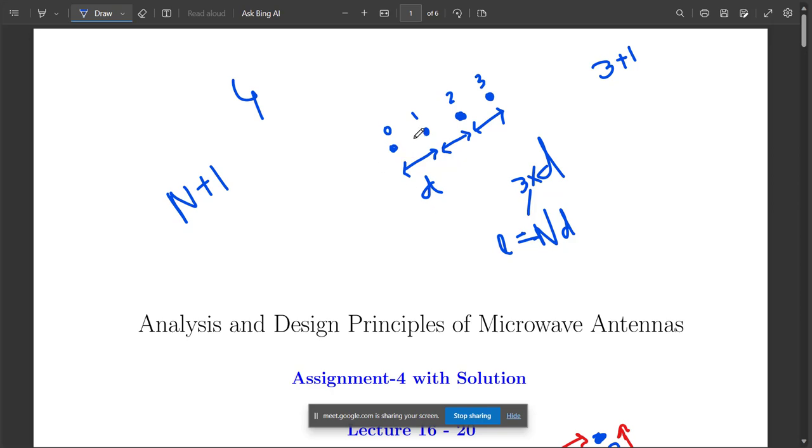If this is the origin and one element is kept at 0, then another one is at 1, another at 2, another at 3, right? Now the spacing between them becomes d plus d plus d. So total spacing is 3 cross d. So if we count n as the space between the elements, then the total number of elements becomes n plus 1.